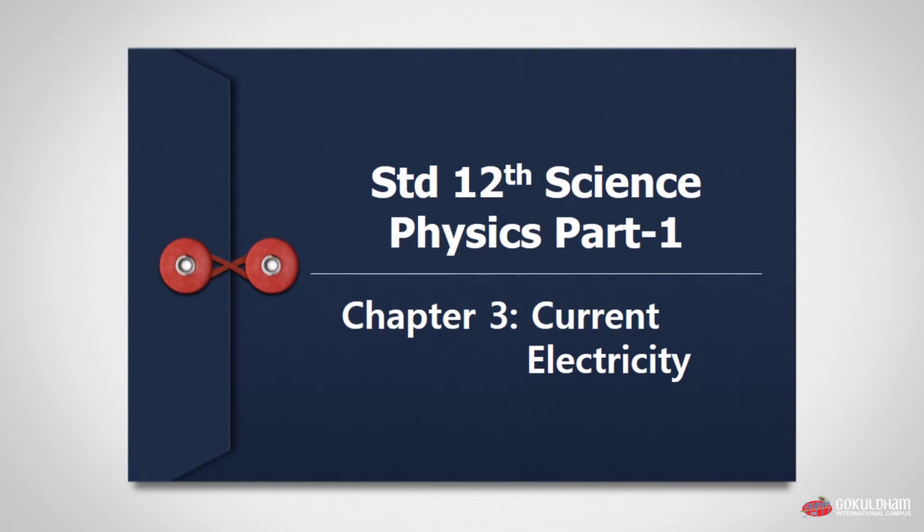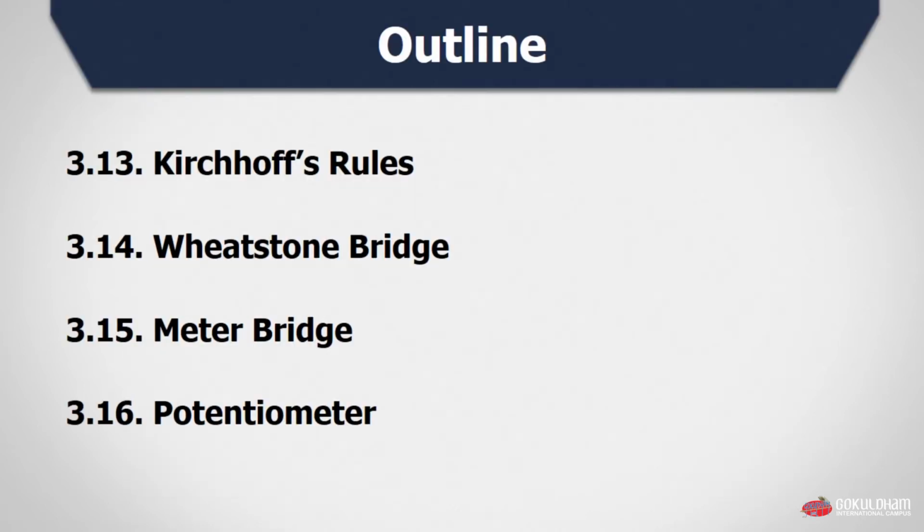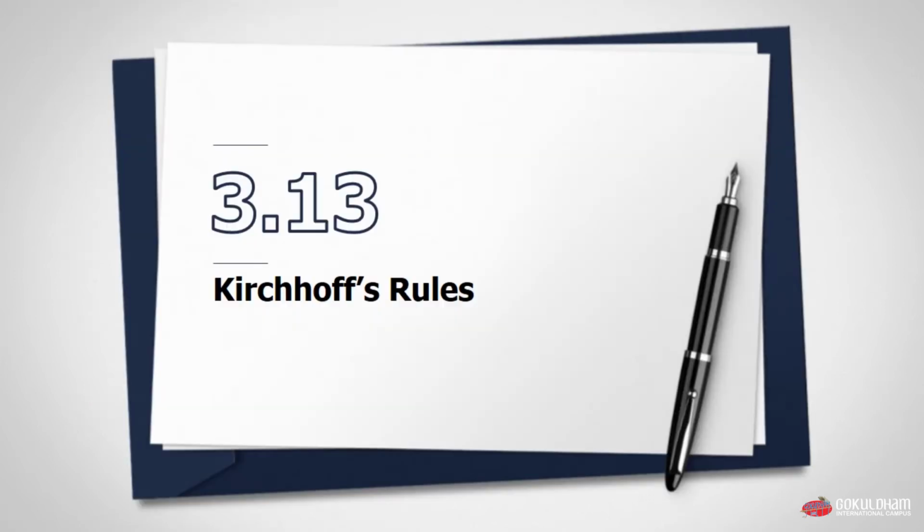Today, for standard 12th science in physics subject, we are going to continue our chapter 3 Current Electricity. The topics that we are going to cover are 3.13 Kirchhoff's rules, 3.14 Wheatstone bridge, 3.15 meter bridge, and 3.16 potentiometer. So let's start with our first topic, topic number 3.13 Kirchhoff's rules.